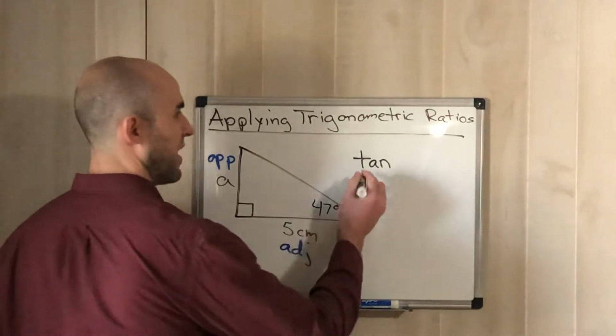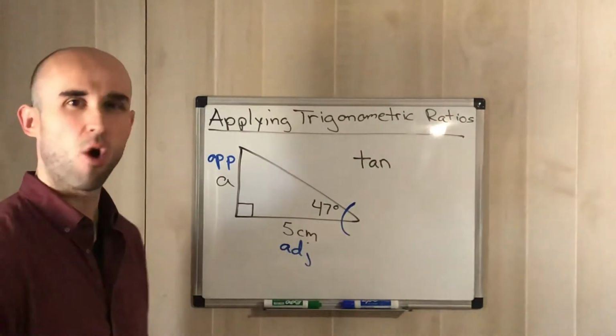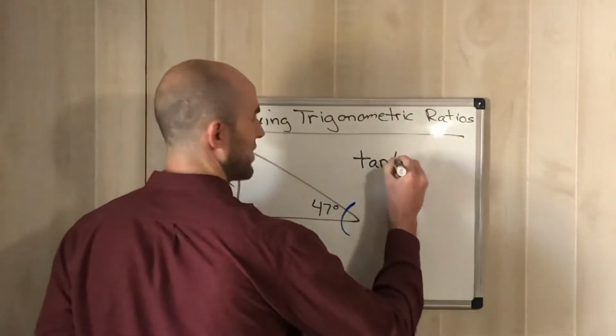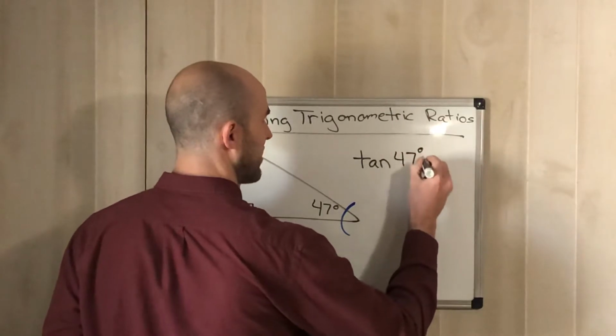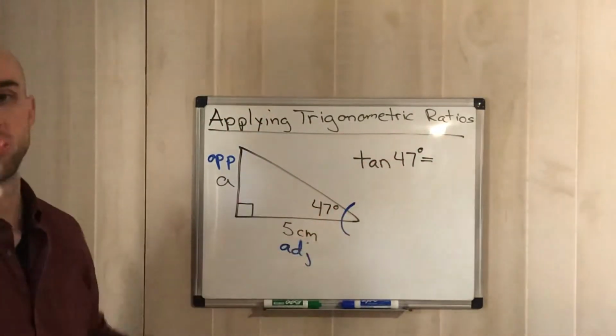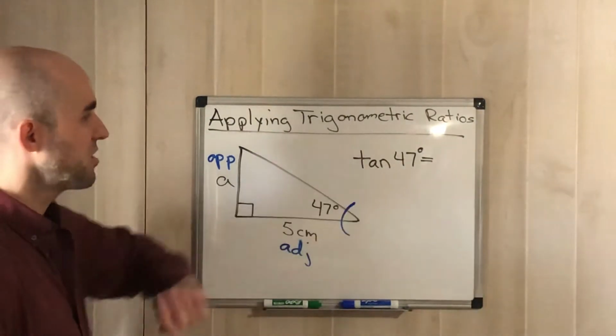And always remember, whenever we set these up, what always goes next to sine, cosine, and tangent is always the angle. Always has to be. So in this case, the angle we're working with is 47, so we write 47 degrees. And again, the angle will always go next to whatever we're working with, whether it's sine, cosine, or tangent.